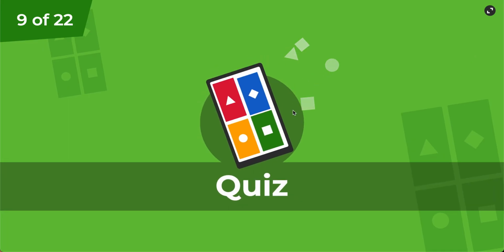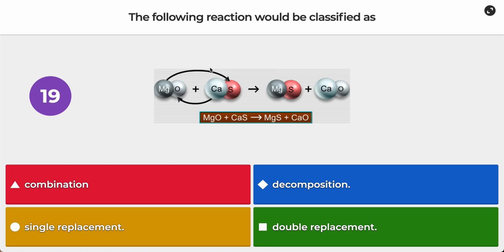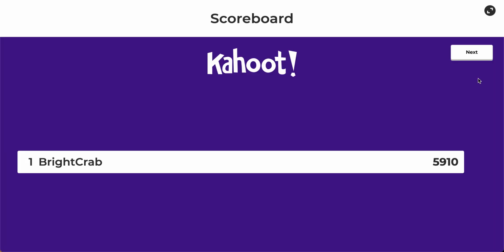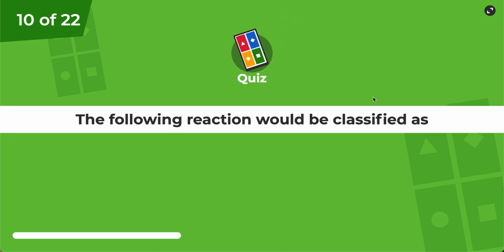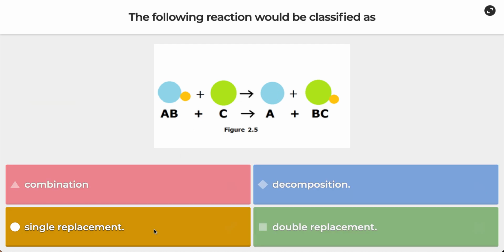All right, next up. The following reaction would be classified as what? All right, so in this one, we see that we have ions swapping, and it's two cations swapping, so that is going to be a double replacement reaction. All right, next one. The following reaction would be classified as what? All right, in this one we have an ionic compound, and we have another material over here, and we see that one of the ions goes from one to another atom or compound, and we see that the other one's left alone. So that is going to be a single replacement.